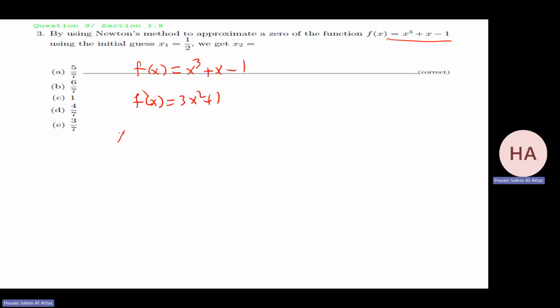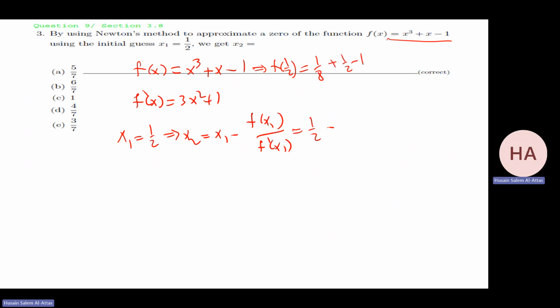So I have x1 equal half. That means x2 is x1 minus f of x1 over f prime at x1. That will be half minus f of half. Let me do it here. F of half is 1 over 8 plus half minus 1, which is 1 over 8 minus half, which is minus 3 over 8. Okay. Yeah, this is 4 over 8, so it's minus 3 over 8.